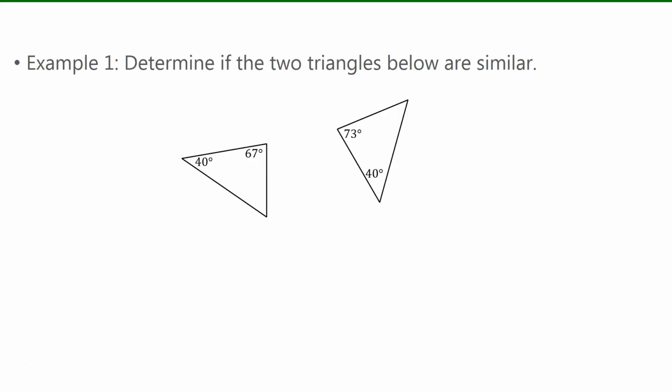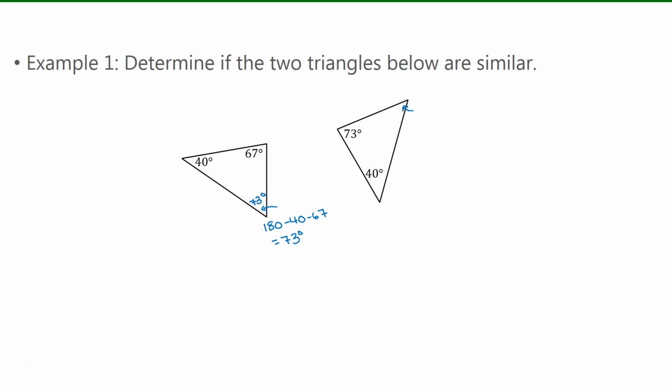Example 1, we have to determine if the two triangles below are similar. So I'm going to start by finding this missing angle here. Since we know all angles in a triangle add to 180, I can subtract 40 and 67 from 180 to figure out that missing angle. So now doing that gives me 73 degrees.